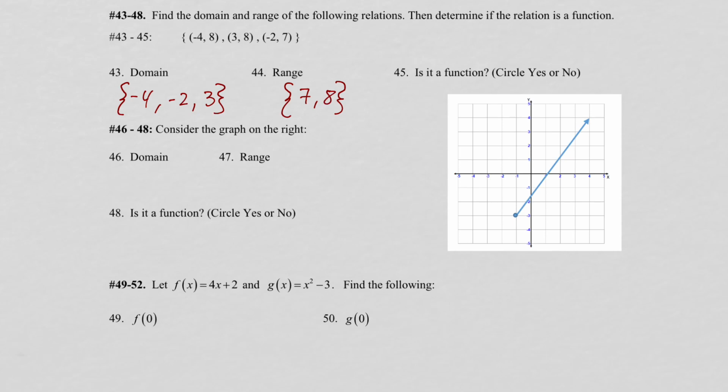In order to determine if this is a function, look at just the x values. If they're all unique, don't worry about the y values, but just the x values. If they're all unique, then you do have a function. So this is, yes, it is a function.